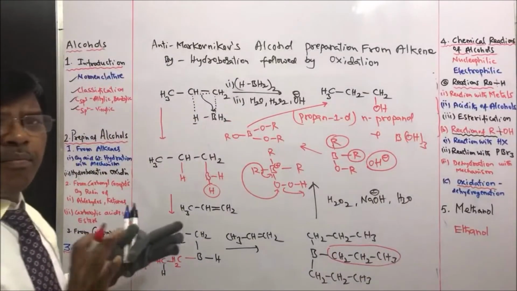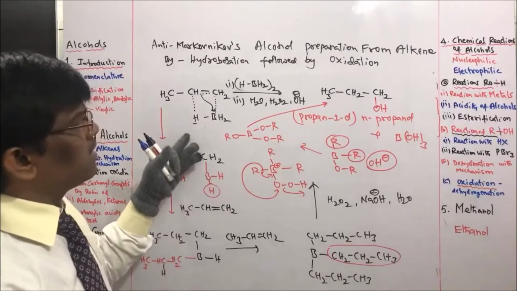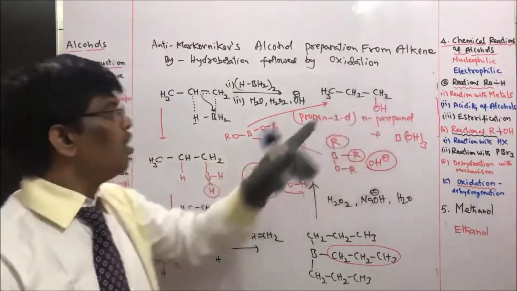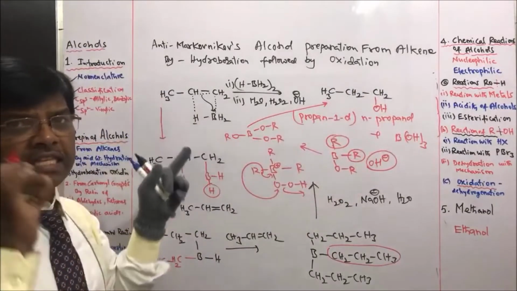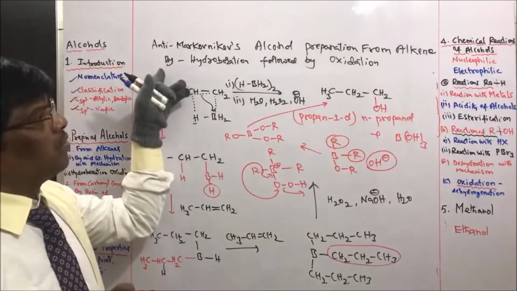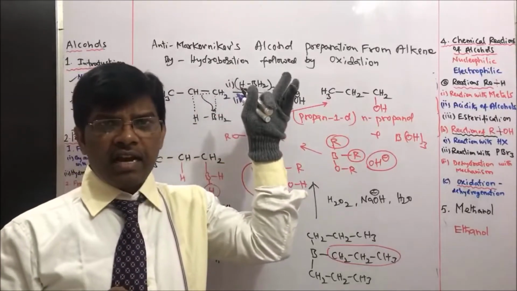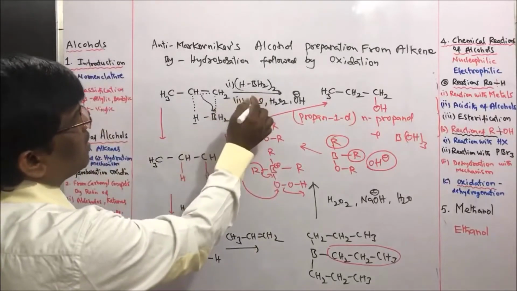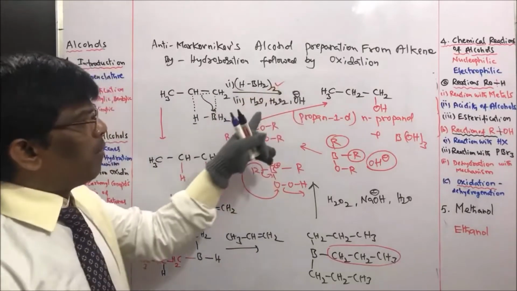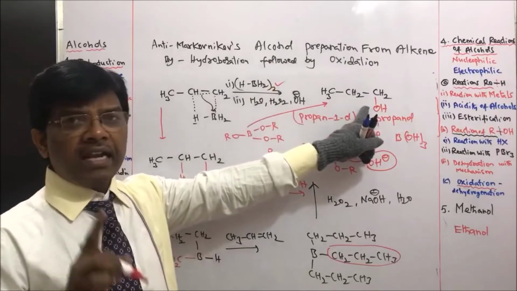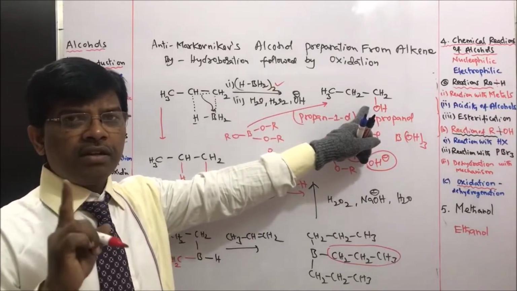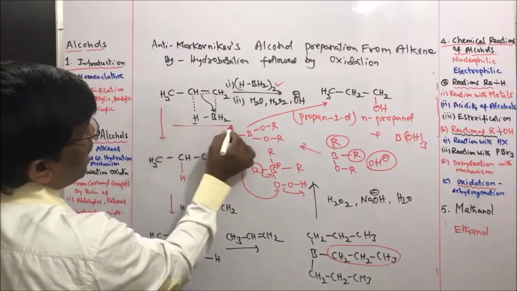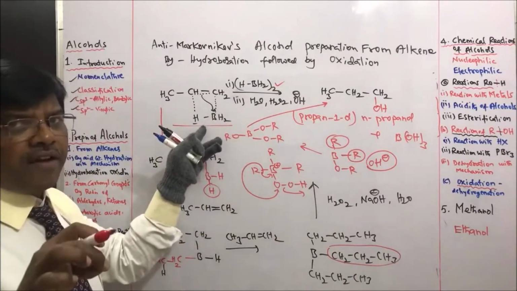Yes, students, the important concept of this compound is anti-Markovnikov's addition of alcohol or hydroxy group to an unsymmetric alkene. This is very, very important, students. By simple hydration in catalytic method, we are going to get Markovnikov's product, whereas in the presence of boron, diborane followed by peroxide, we are going to get anti-Markovnikov's addition product.